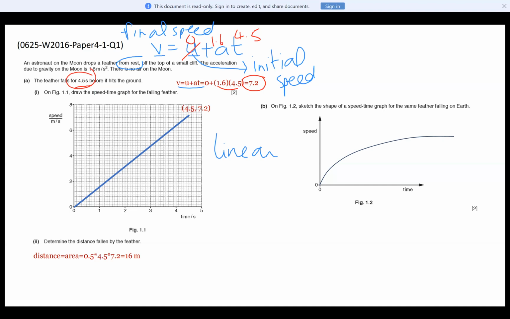Therefore, we have this point on the graph here, 4.5 and 7.2. Of course, you have to count the squares very carefully to make sure that here this is 4.5, and on the y-axis, this would be 7.2. After getting this point here, all you have to do is join 0, 0 with this point, and you obtain the graph shown. And this would be the solution to A(i).